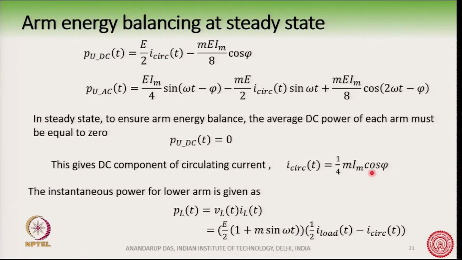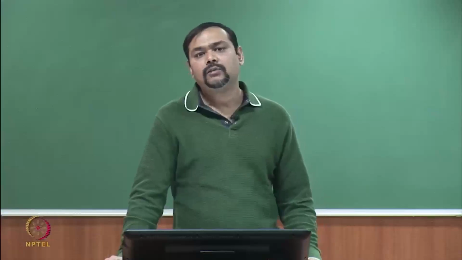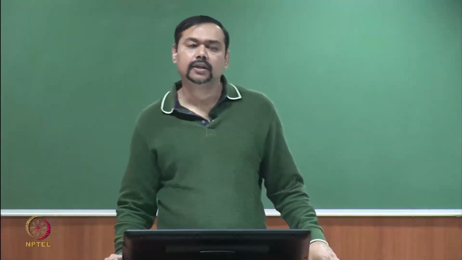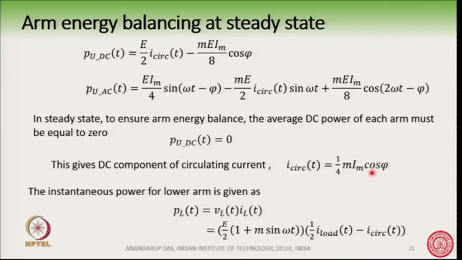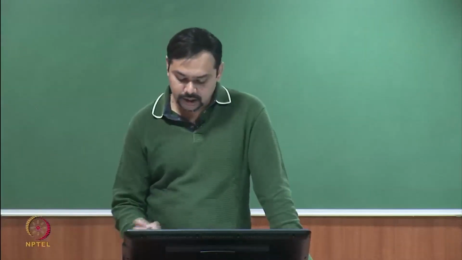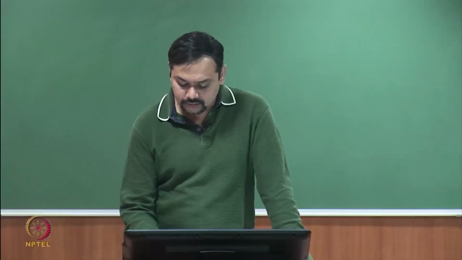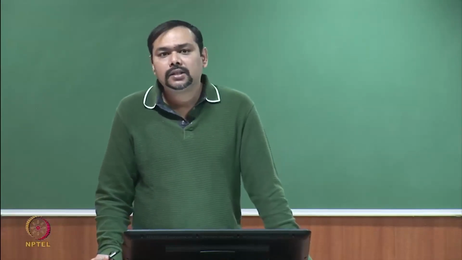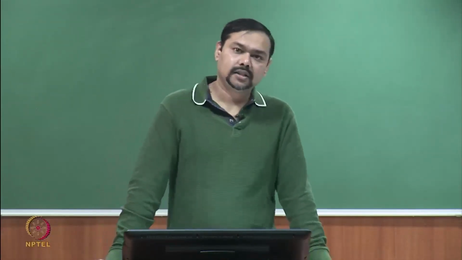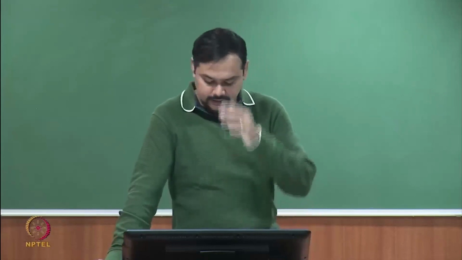So, for cos phi equal to 0, suppose you connect the MMC, the converter, as a STATCOM, and you are using the STATCOM purely to supply reactive power to the grid. If it is an ideal STATCOM and it is only supplying reactive power to the grid, you will see that cos phi will be 0, and hence the circulating current vanishes from the MMC. Anyway, that is a different thing.